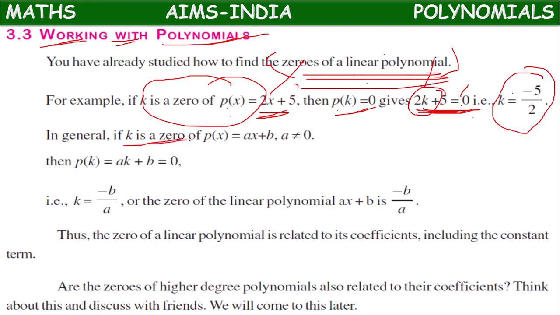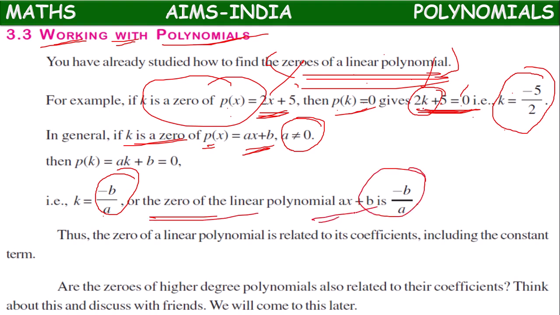So, if k is a zero of a polynomial like ax plus b, where a is not equal to 0, then minus b by a, like minus 5 by 2, is the zero of the polynomial ax plus b.